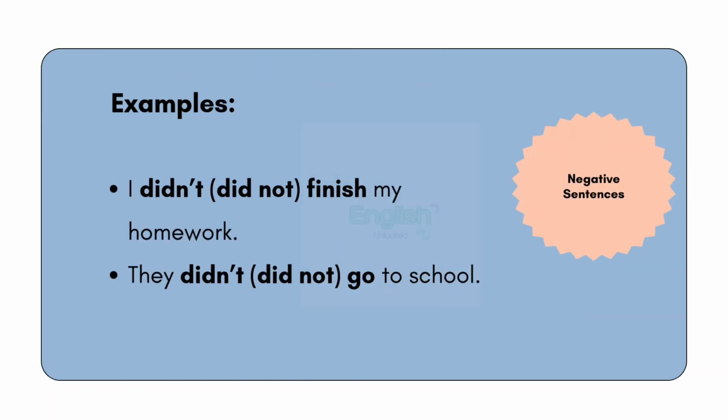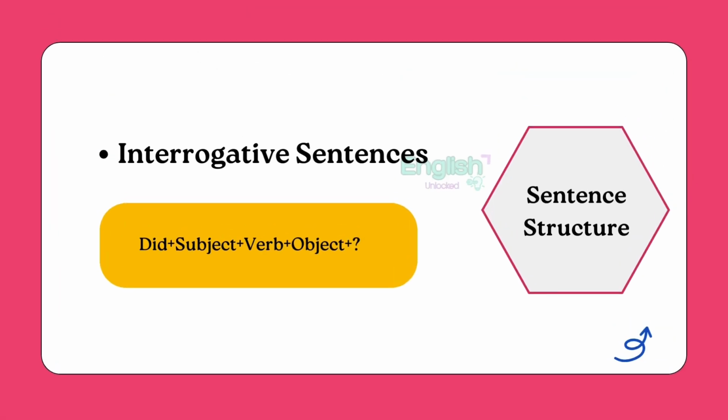Here are a few more examples of negative sentences. "I did not finish my homework." "They did not go to school." You should use the base form of the verb after "did not." That is compulsory.